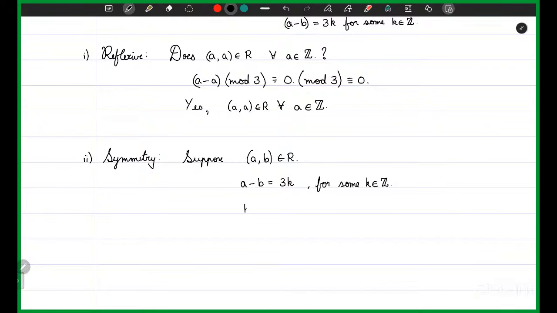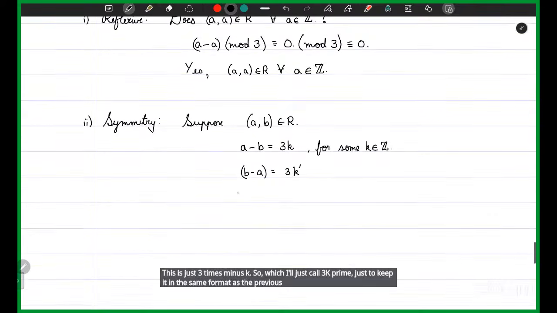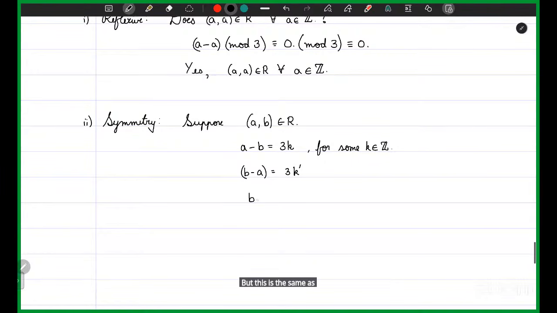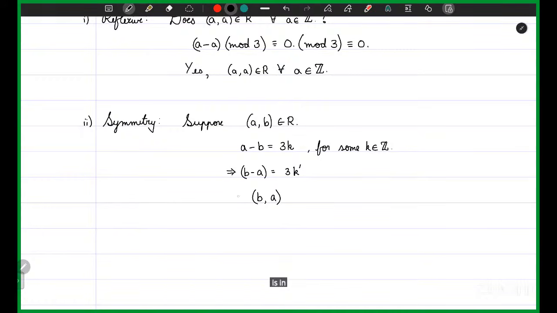But what does this mean? What would b minus a be? It is minus 3k, which is 3 times minus k. Yes, sir. Which I'll just call 3k prime, to keep it in the same format as the previous one. But this is the same as saying b minus a mod 3 is 0, or b comma a is in R. These are all implications.